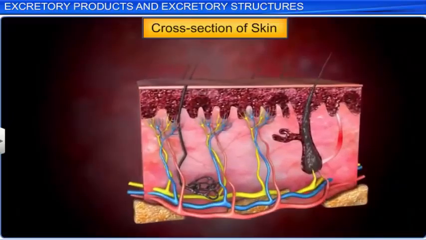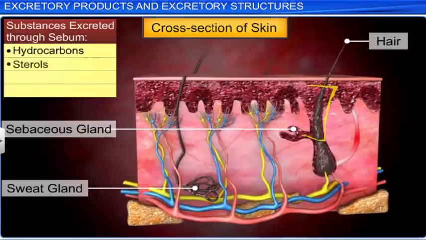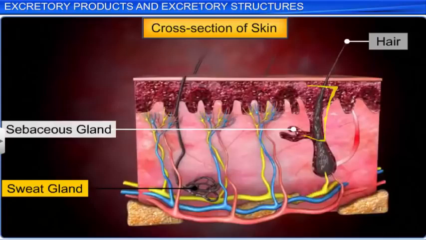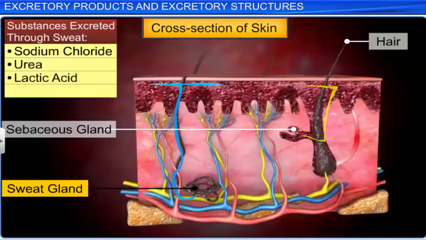Our skin has sebaceous glands that secrete sebum, through which substances like hydrocarbons, sterols and waxes are excreted. This secretion, however, provides a protective oily covering for the body. Like the sebaceous glands, the sweat glands on our skin also help in the removal of excretory wastes. These glands produce sweat, a watery fluid containing sodium chloride and small amounts of substances such as urea and lactic acid. Moreover, sweat also helps to cool the body's surface.